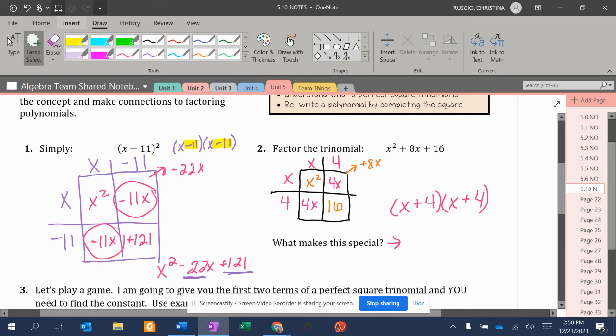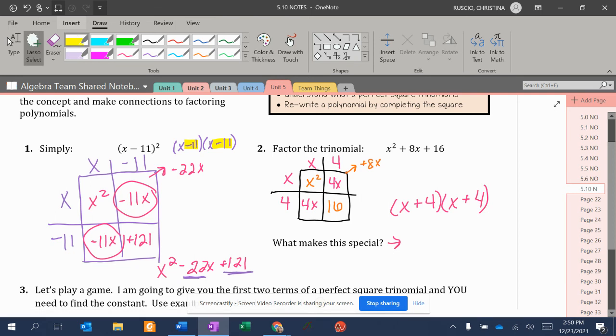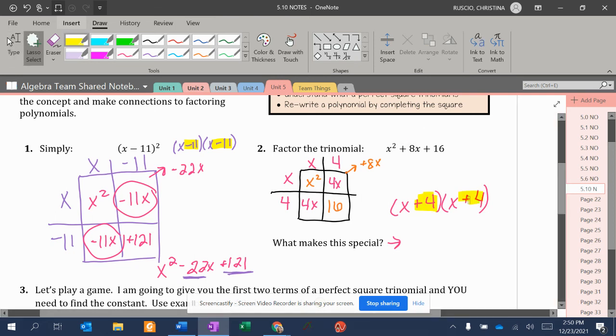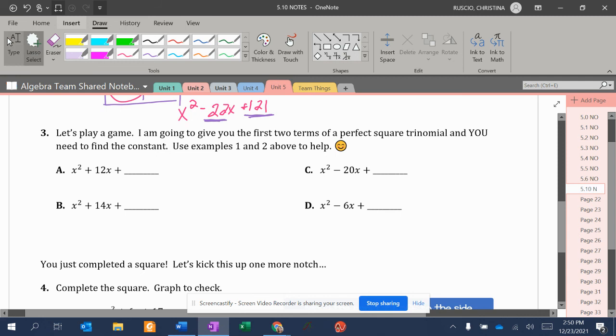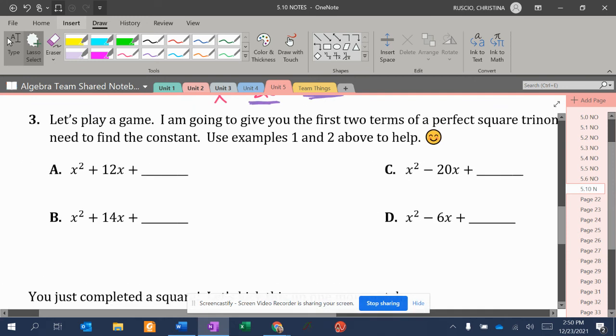And what makes this so special? Well, the binomial factors have the same number in them. That's something that's important to us. We're actually going to use this to help us with question number 3. So there's a game. Not really. I mean, it's a math game, so you can decide whether or not this is fun. I think it's fun. What we're going to try to do is find this number here given this number here.